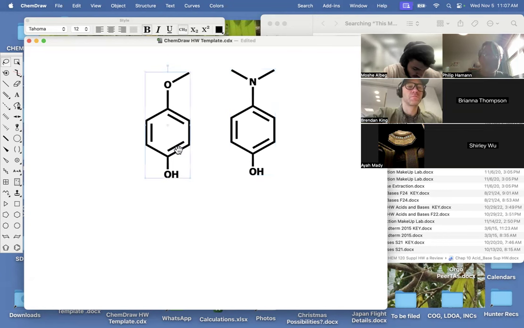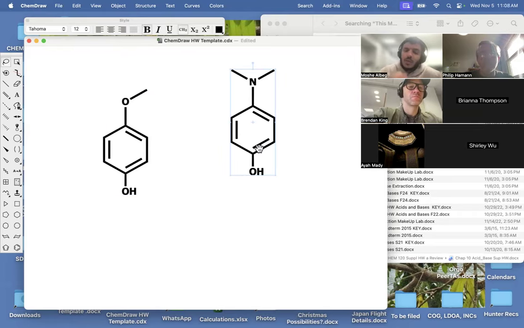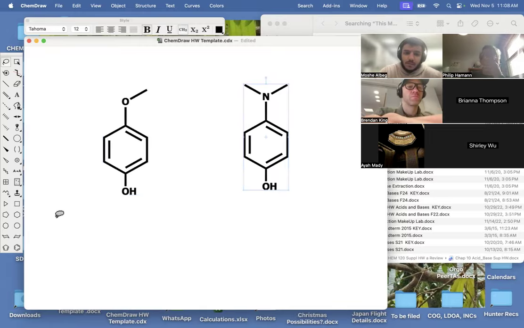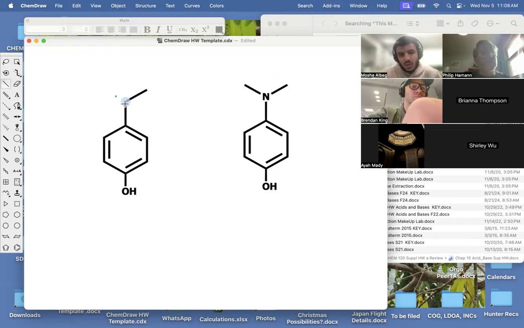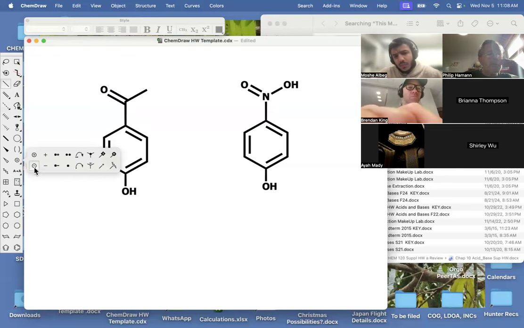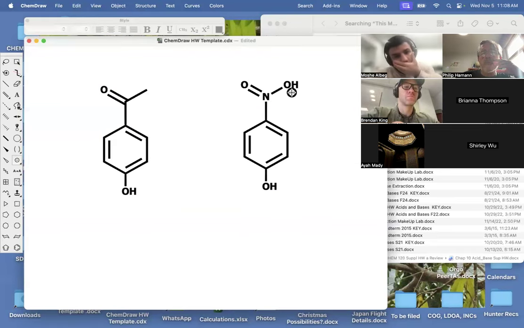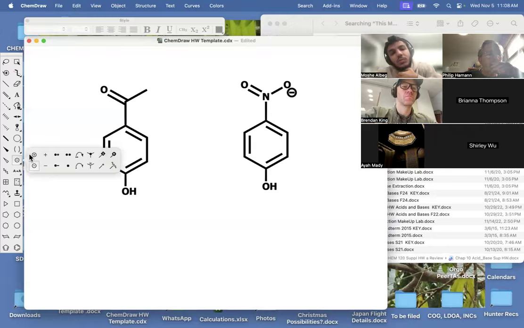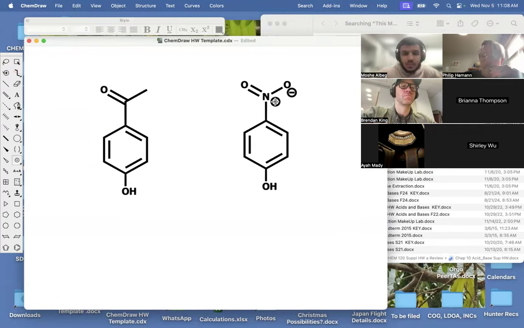Okay, which is more acidic? Oh, I'm sorry, it's not quite what I intended. Trying to do two things at once here. Let's give you some practice with resonance structures while we're at it. Okay, which one's more acidic? Now it makes sense.